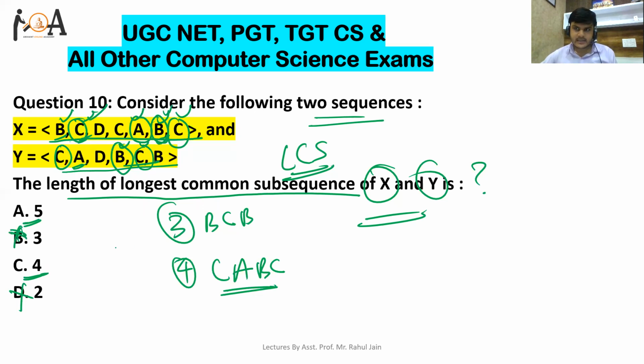Now I need to check whether a common subsequence of length 5 is possible or not, because from C I can observe only length 4 is possible. From D, if I go with D, A, B, C, B, C, no, only a maximum common subsequence of length 4 is possible. Hence option C is the correct answer.